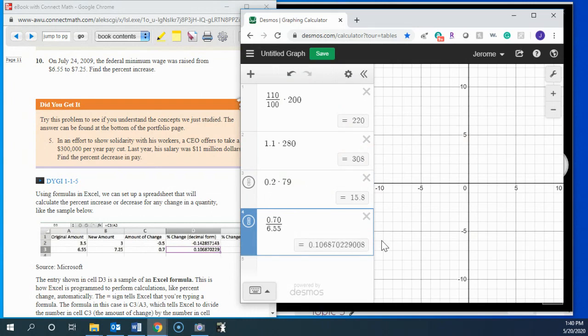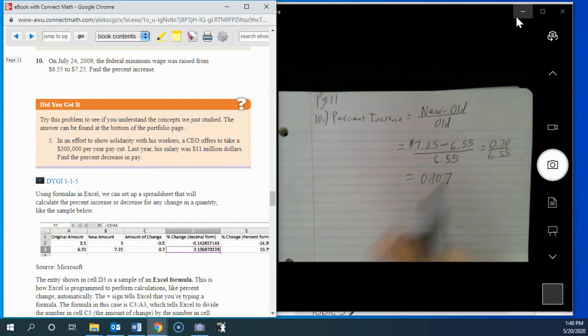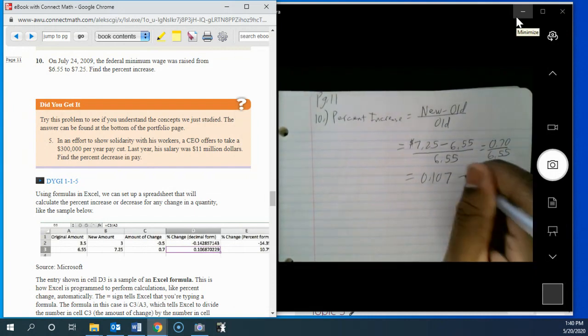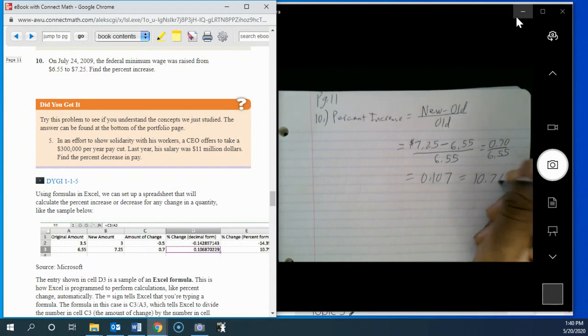Now, if you notice, we have a very long decimal here. So what I would do, I would round to 3 decimal places. So that would give us 0.107. And then, because they asked us to find a percent increase, our final answer must be written as a percent. So this would be 10.7%.